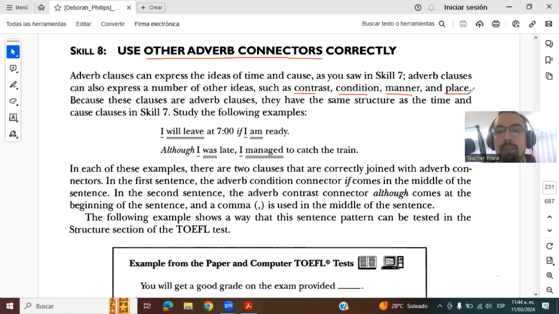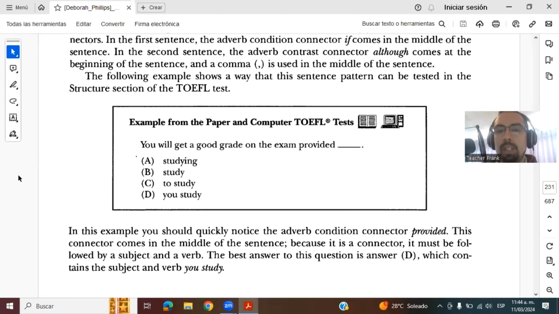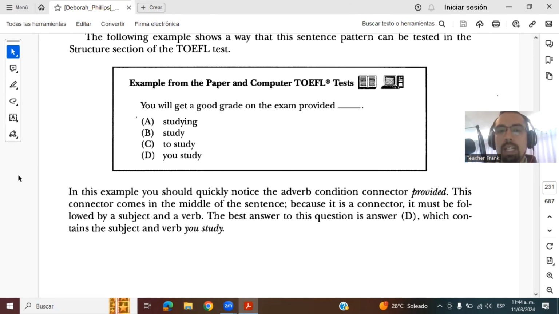It's the same idea. So we have an example here. I will leave at 7 if I am ready, right? So we have I will leave, clause number 1, if, connector, and I am ready, second clause, right? Or of course, we can put the connector in the beginning. Although I was late, comma, very important to put the comma, I managed to catch the train, right? Okay, so the same idea, there is going to be a little tip, a little note in a little bit, but let's first look at an example.